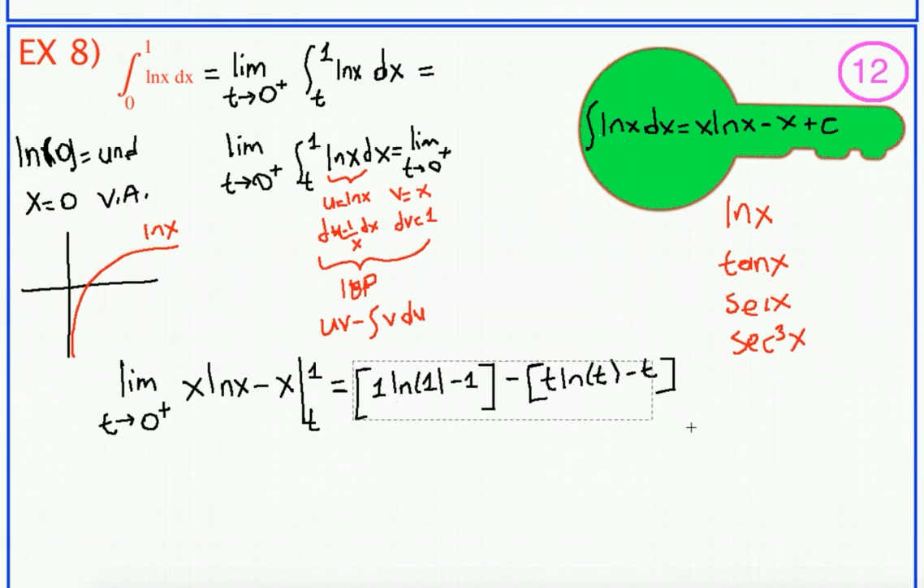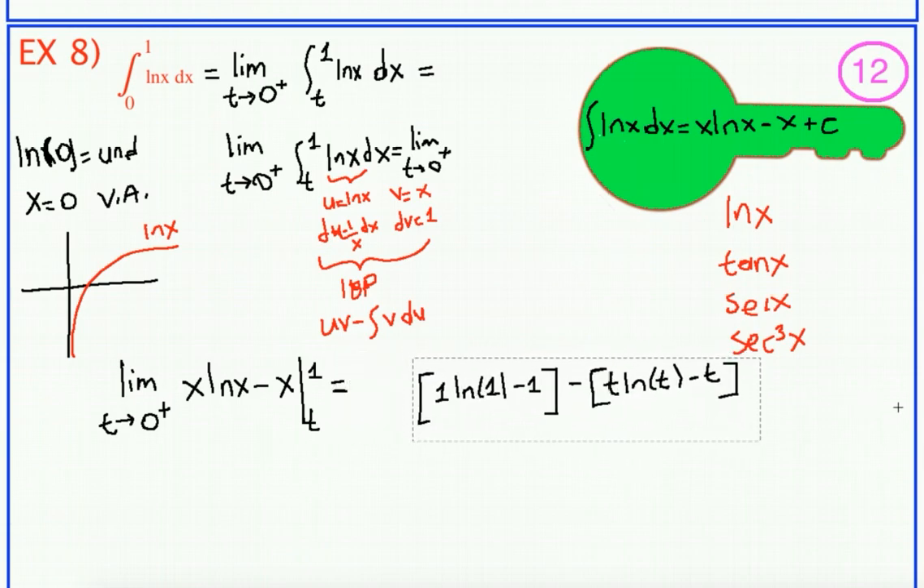Let's make a little bit of space, as limit as t is approaching 0 from the right side. Here ln of 1 is 0, and 0 times 1 is 0. 0 minus 1 is negative 1. So this whole parenthesis is negative 1 minus t ln t.